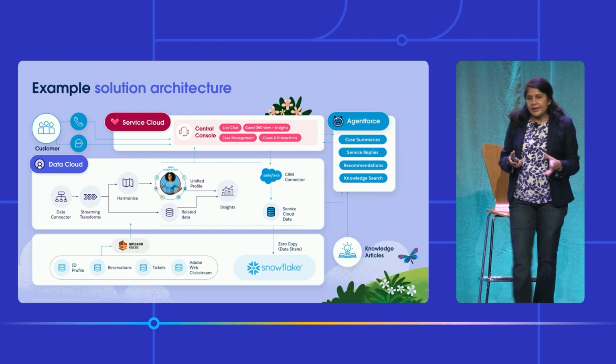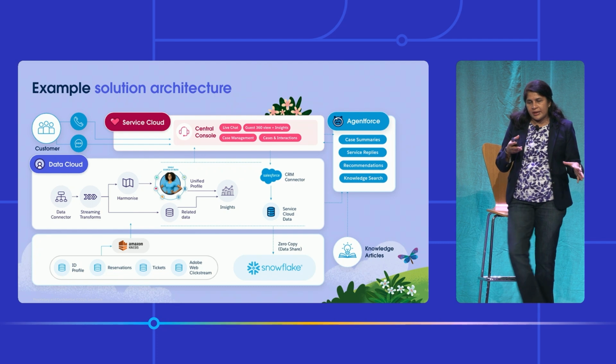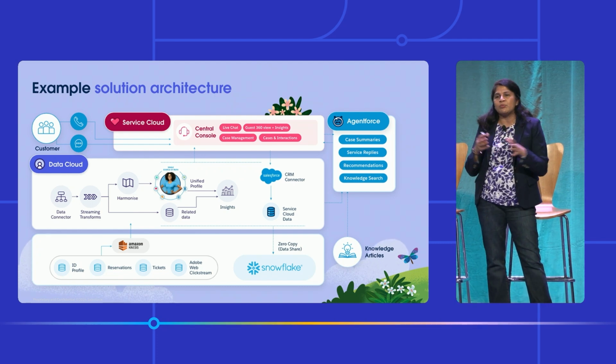How does the architecture look? For the use case I mentioned, this is an example solution architecture. As you can see, they have data sitting in their Snowflake, which is more of the data lake. And how do we bring that data?